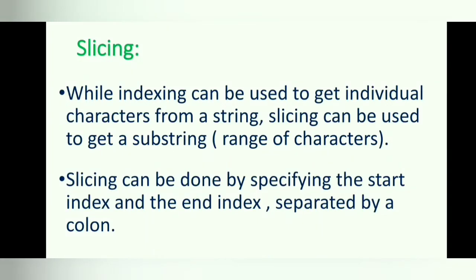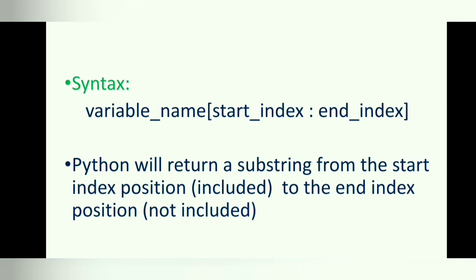Slicing. While indexing can be used to get individual characters from a string, slicing can be used to get a substring, a range of characters. Slicing can be done by specifying the start index and the end index separated by a colon. Syntax: variable name, square brackets, start index, colon, end index. Python will return a substring from the start index position included to the end index position not included.